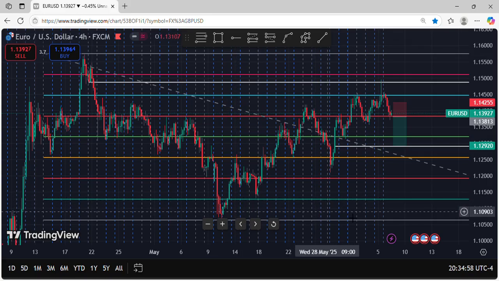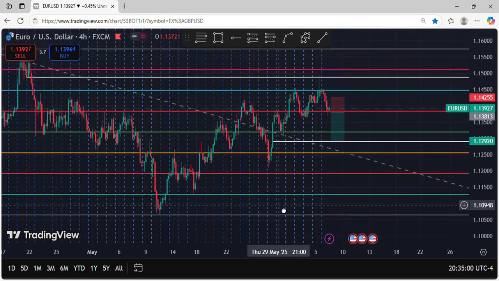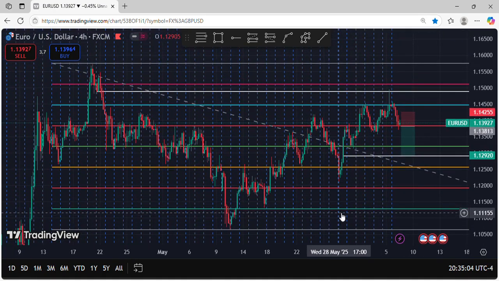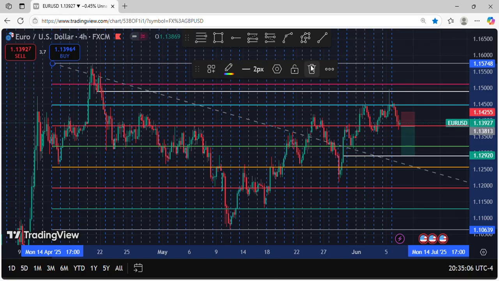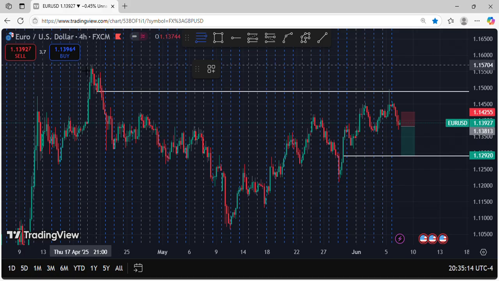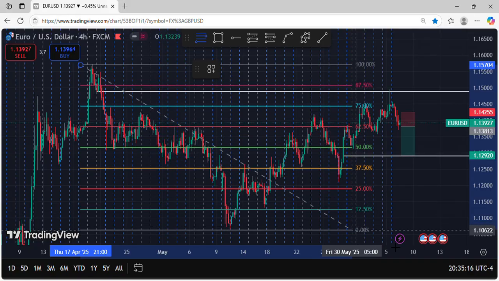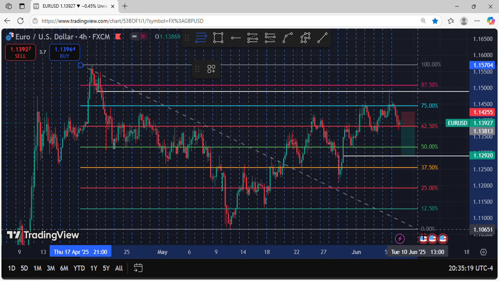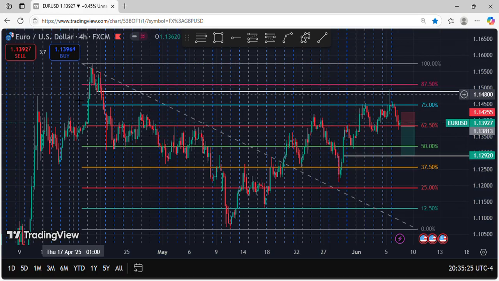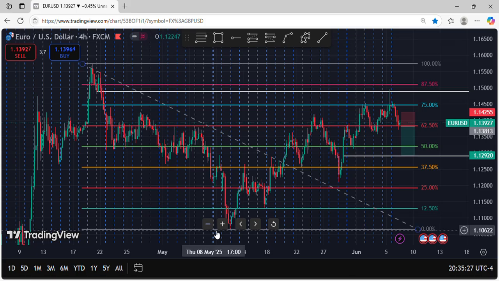Okay, let me try and get this thing. Okay, let's just do it this way. Let me take it off because I want you to see the levels for yourself. I want you to see the levels for yourselves so that it wouldn't be like I am just saying. Good. Now look at this.